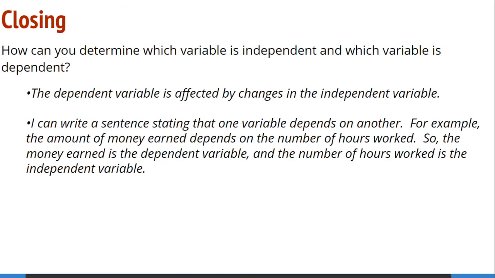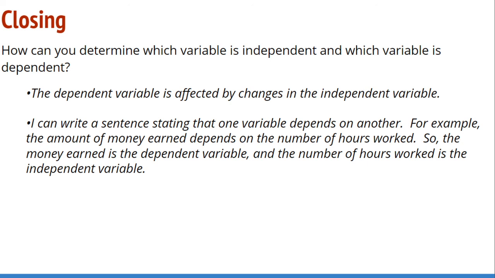How can you determine which variable is independent and which variable is dependent? The dependent variable is affected by changes in the independent variable. The independent variable gets to do what it wants to do. And when it changes, the dependent variable has to change too. It doesn't get to choose when it changes.